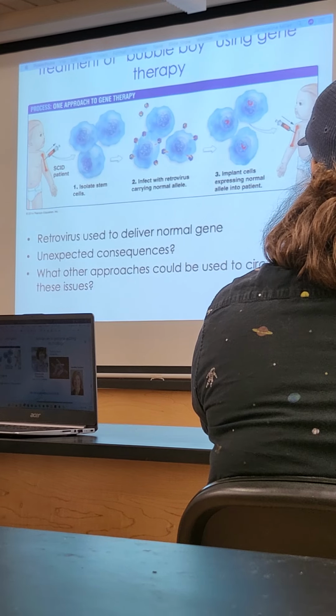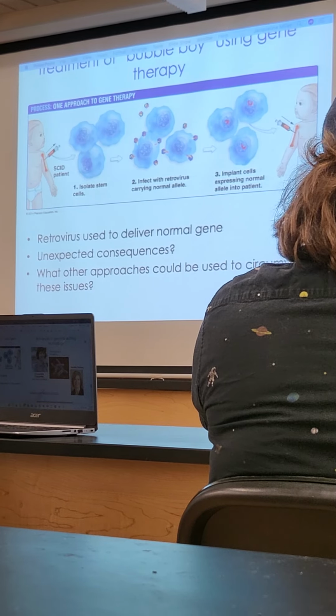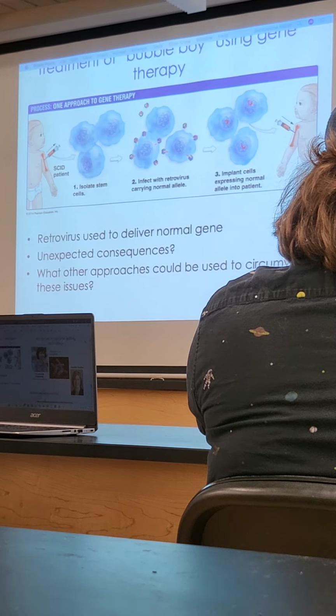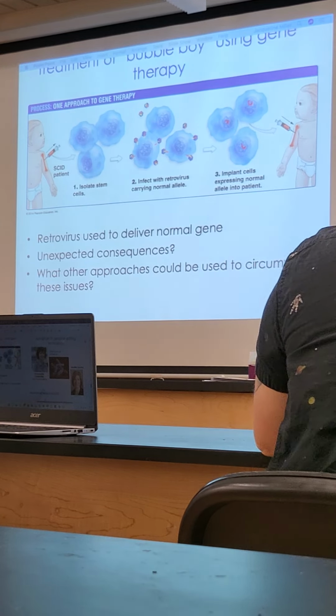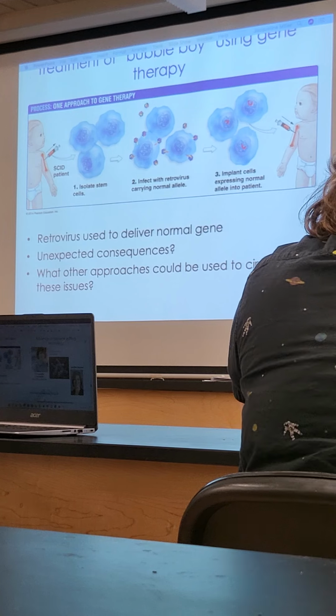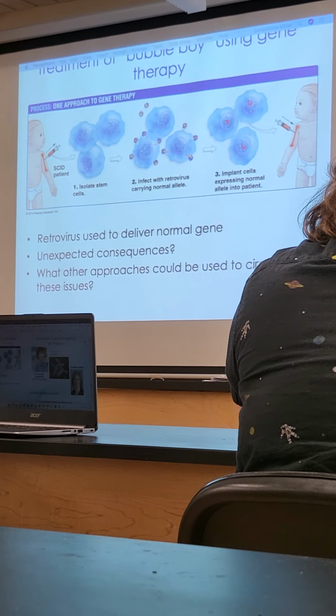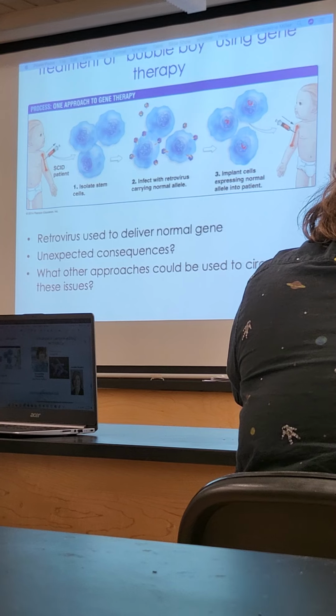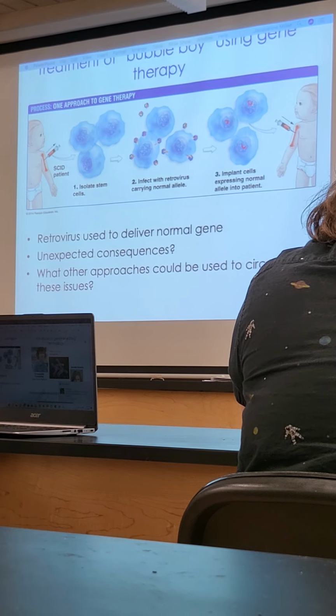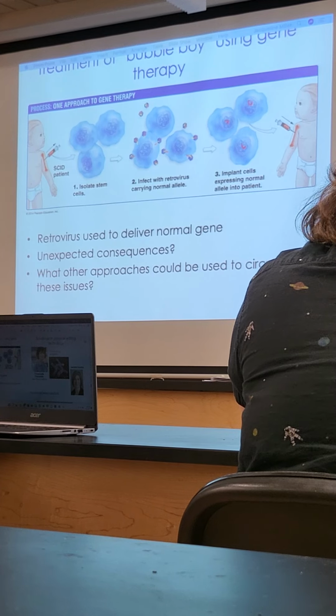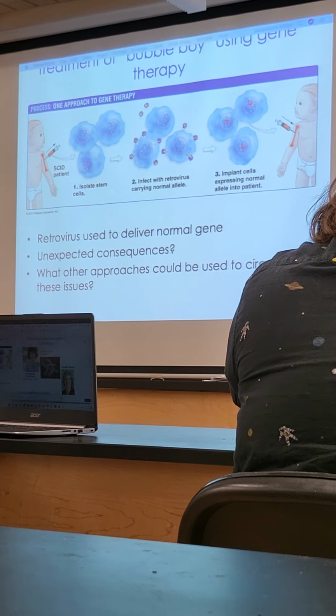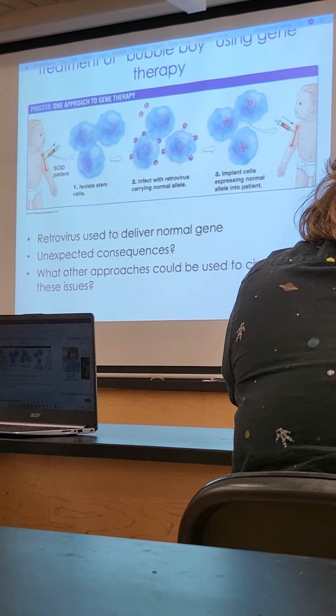But then it turns out that, I have the numbers here, 4 of those 9 developed leukemias when they were still children. Leukemia is a blood cancer. The reason for that is that that gene had integrated randomly in a place where it was being overexpressed. So it got expressed at too high of a level, therefore causing proliferation of the T cells. So many of those children actually ended up dying from this gene therapy treatment.